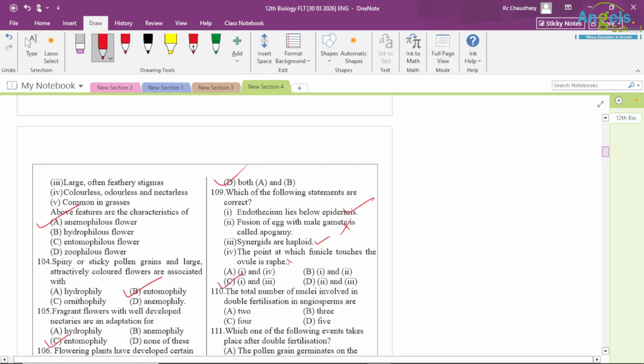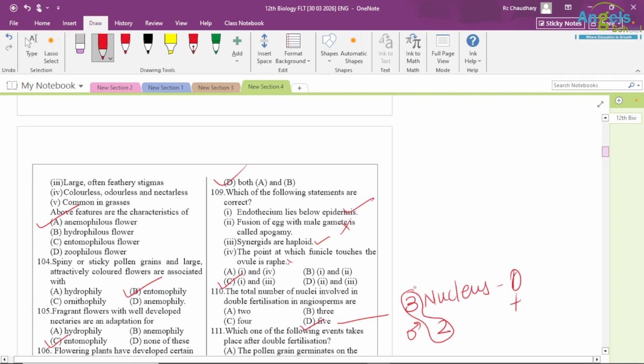Question number 110. The total number of nuclei involved in double fertilization in embryo sac in angiosperm. Okay, so total three nuclei from female and two male gametes are involved. So 2 plus 3 is total 5. Okay, so 5 nuclei are involved.